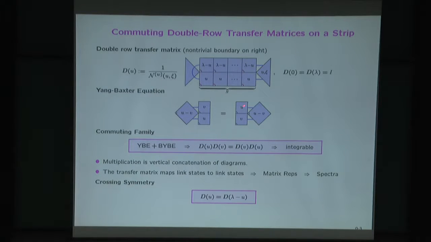Since we're working in a diagrammatic setting, multiplication in the diagrammatic algebra is just vertical concatenation of diagrams. So if I want to multiply a transfer matrix by itself, I just place another transfer matrix diagrammatically on top, then consider the compound diagram. These double row transfer matrices satisfy some simple initial conditions, but also a crossing symmetry.